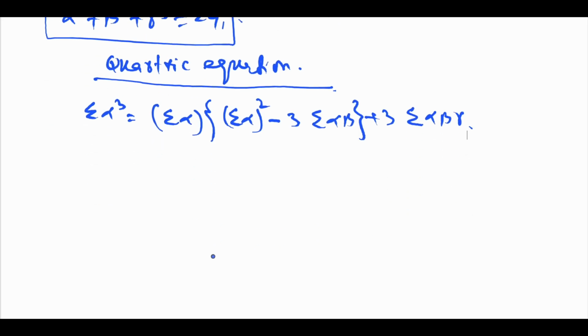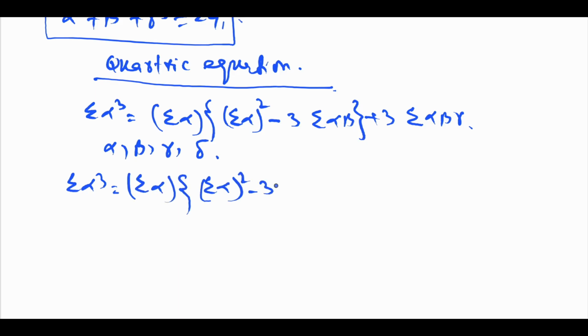Since the equation will have roots alpha, beta, gamma and delta, for this equation sigma alpha cubed will be sigma alpha whole squared minus 3 sigma alpha beta, plus 3 sigma alpha beta gamma, the same. There will be no terms of delta, so only this one.